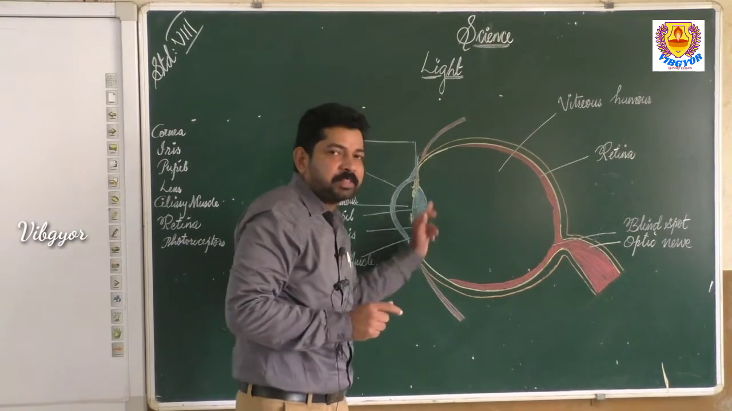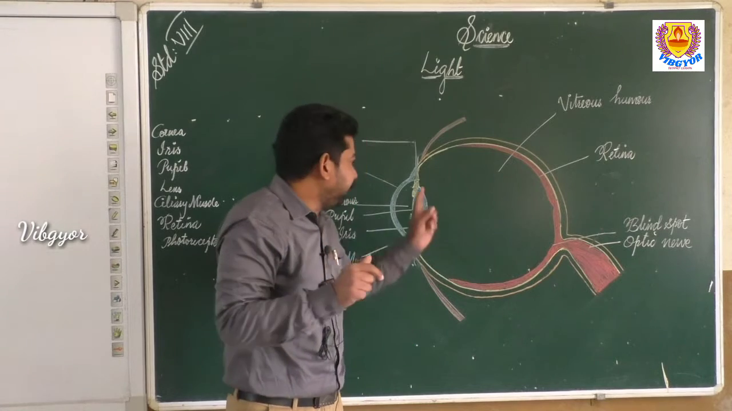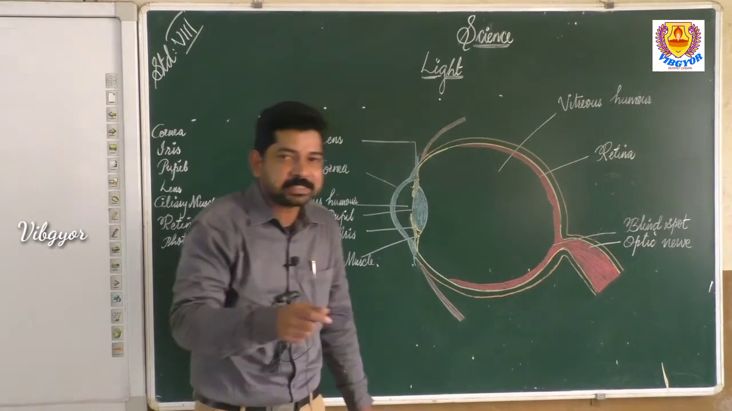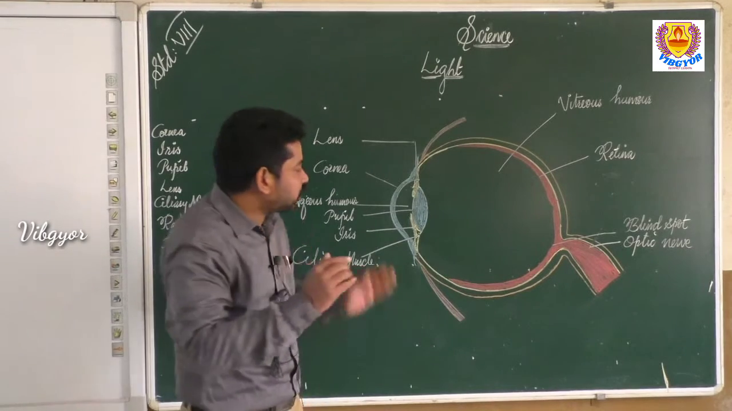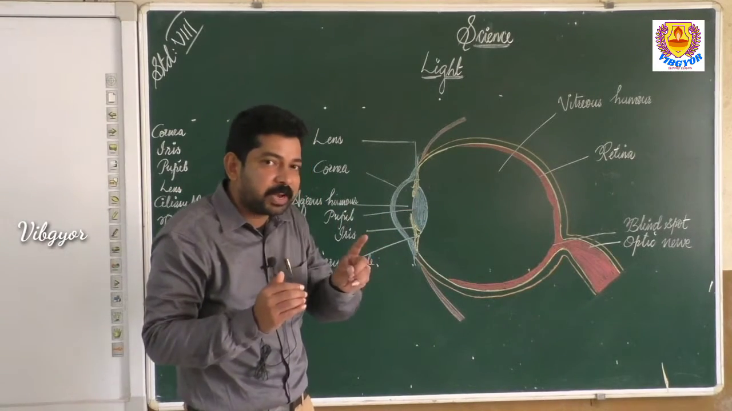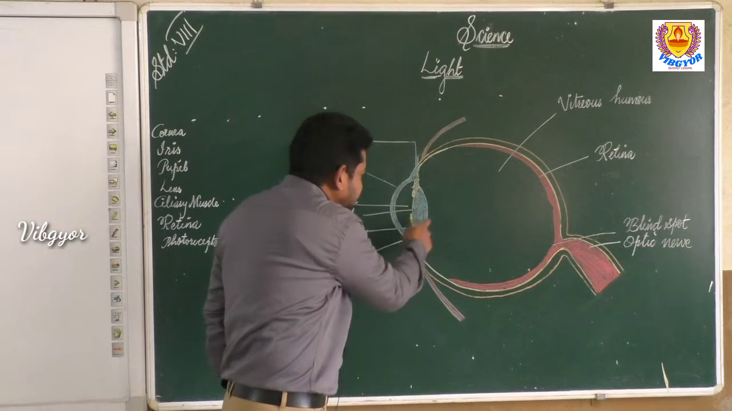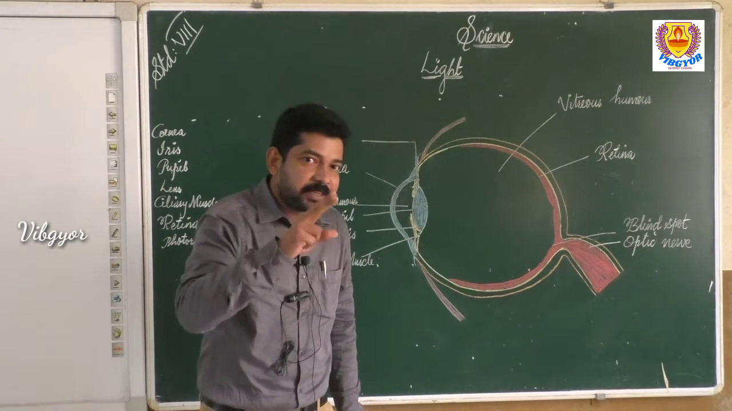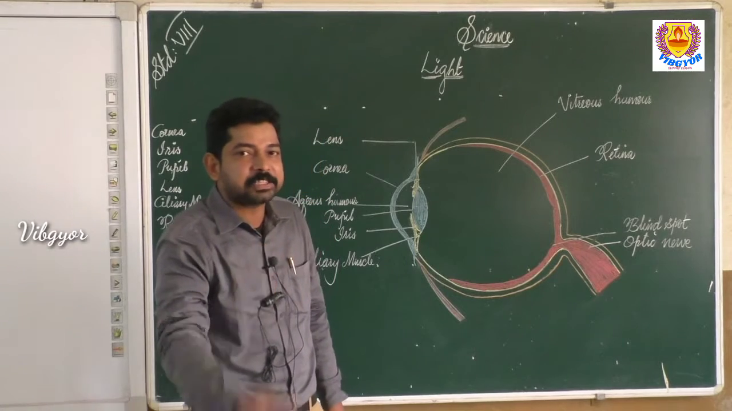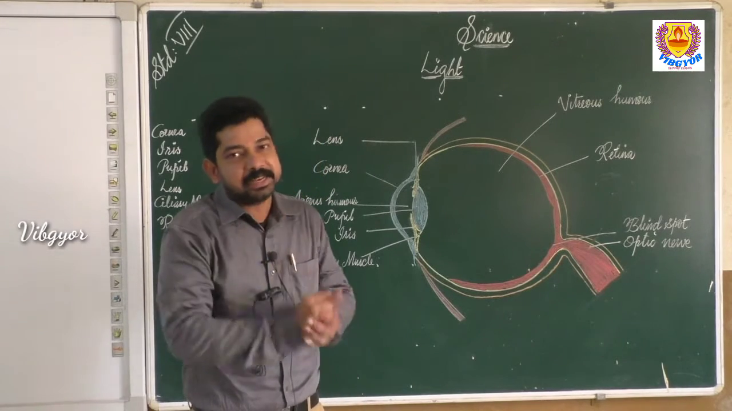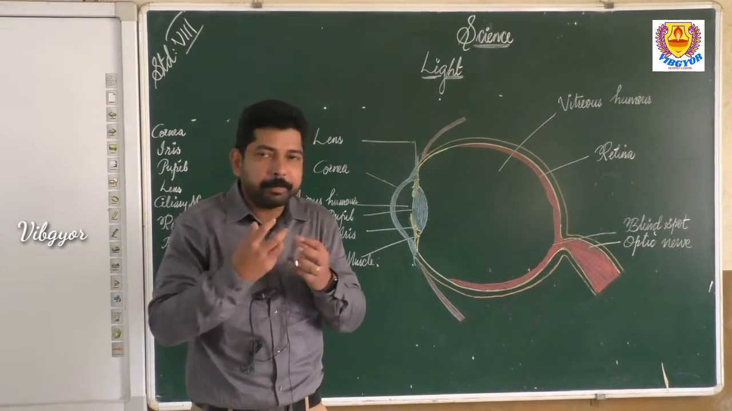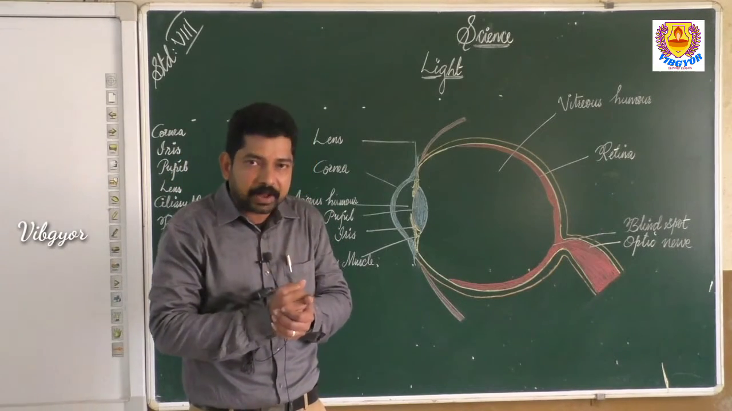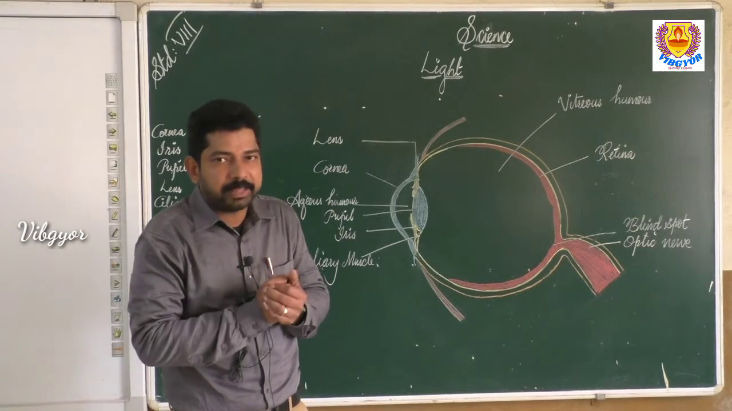Do you know what is the name of this lens? Last year you have studied, it is a biconvex lens. Why is it known as a biconvex lens? Because both sides, this side and this side, are convex. As both sides are convex, it is known as a biconvex lens. What is the nature of the images formed by the convex lens? That we have studied in 7th standard, and its application will be there here now.